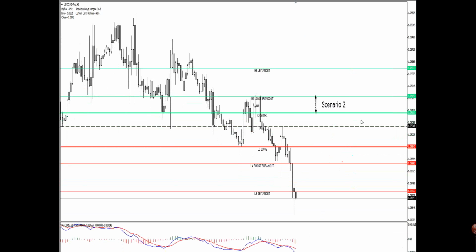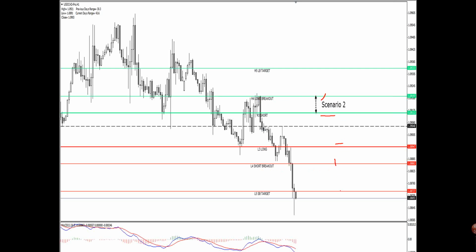The second scenario is when price opens between H3 and H4. So H3 and H4 is scenario 2. For long trade, when price directly moves above H4, you buy. Stop loss is below this level. This level is considered a breakout level. For short trade, if price goes below L4, which is short breakout, you should sell.